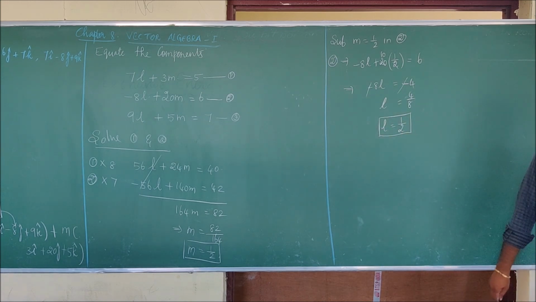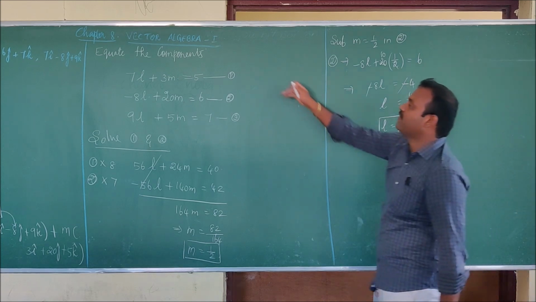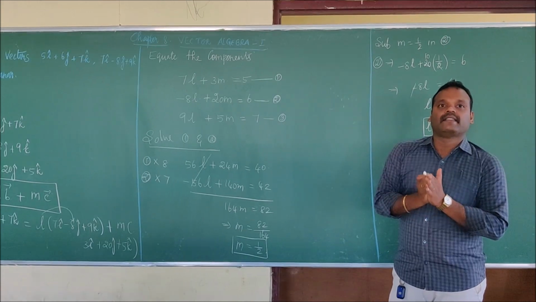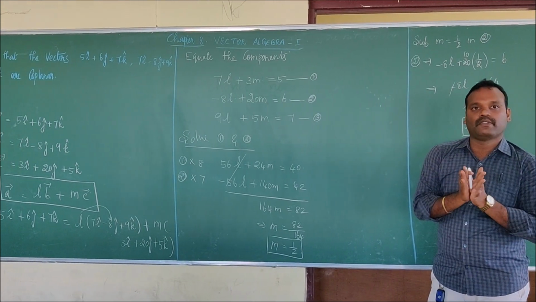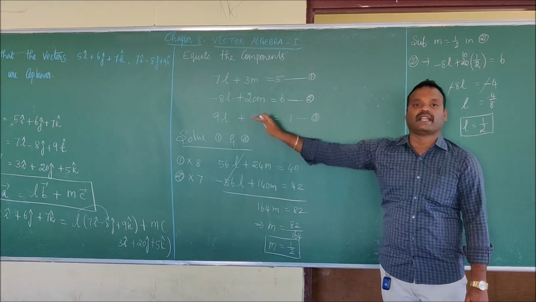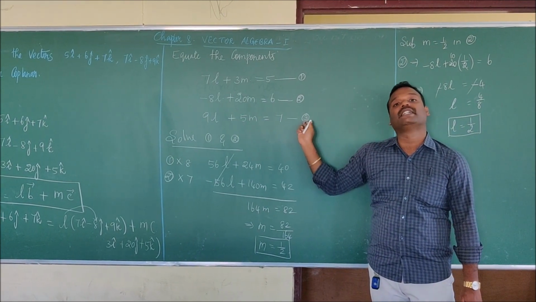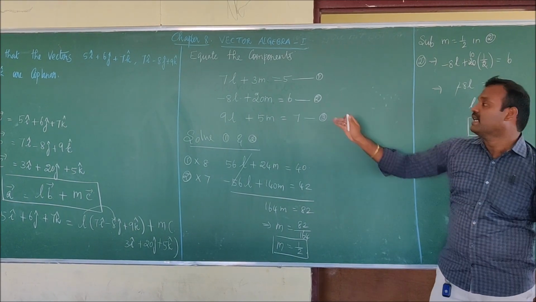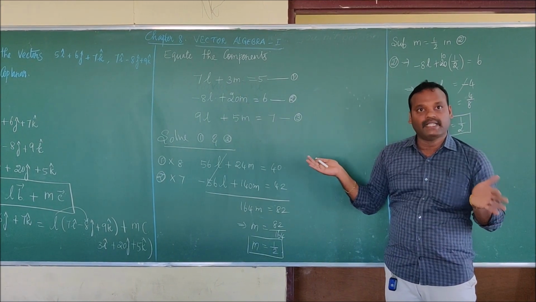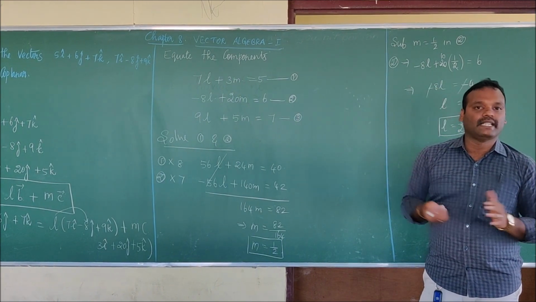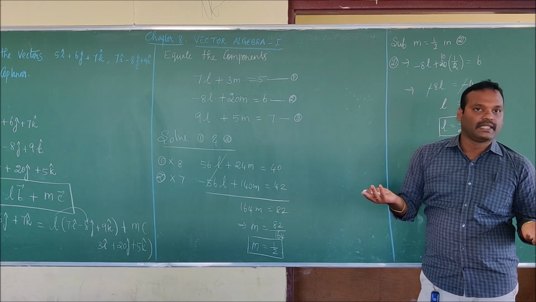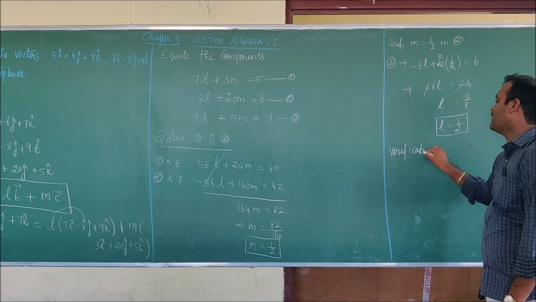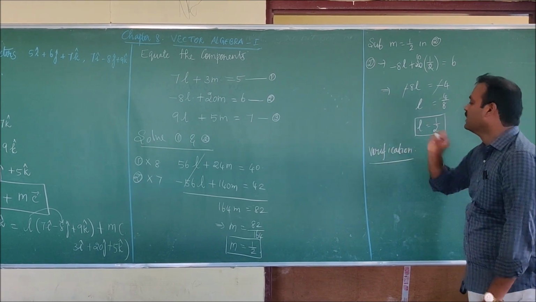Okay, so we have found the value of L and M using only the first and the second equation. The next procedure is, you have to verify. How you have to verify means, you have to substitute the value of L and M in the third equation. If the third equation is satisfied, then we have written one vector as a linear combination of the other vectors. Okay, let me check that one. So now we are going to do the verification. Verification means you have to substitute in the third equation.